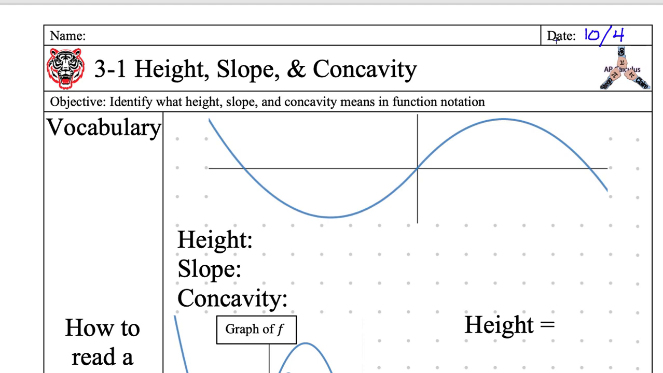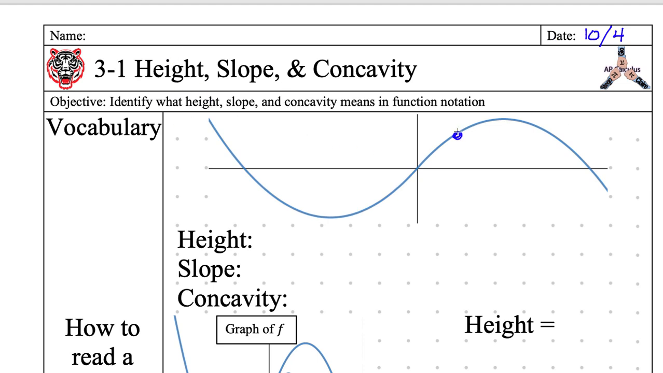Our objective, someone read it. Identify what height, slope, and concavity means in function notation. Yeah, so you have a cavity, like in your tooth, but it's concavity. So we don't even know what those words mean, but let's first look.